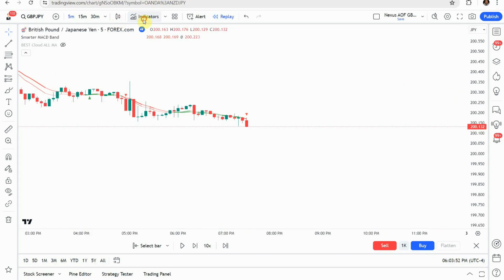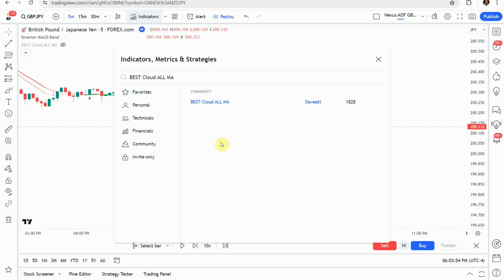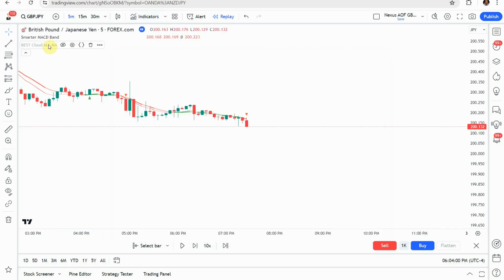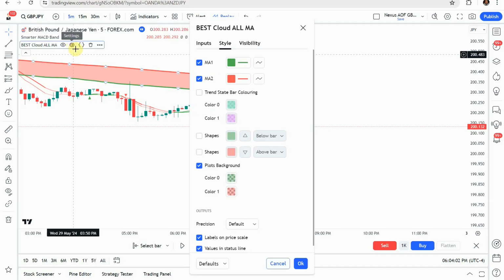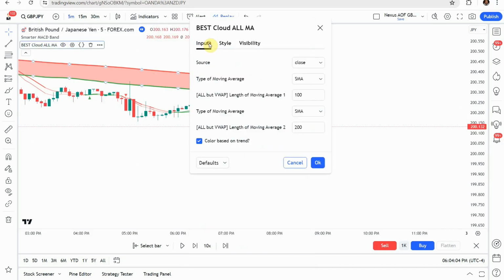The next indicator you will add to the screen is going to be the Best Cloud All MA, this one right here. Go ahead and click on that and add it to the screen, and jump into the settings of this as well. Under the source, you're going to make sure that is on close. Under the type of moving average, you're going to change that to SMA. The moving average one length, you're going to make sure that is 100.